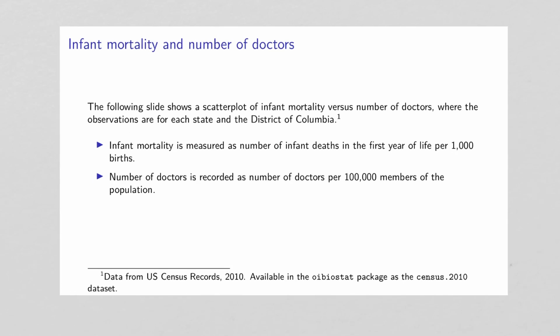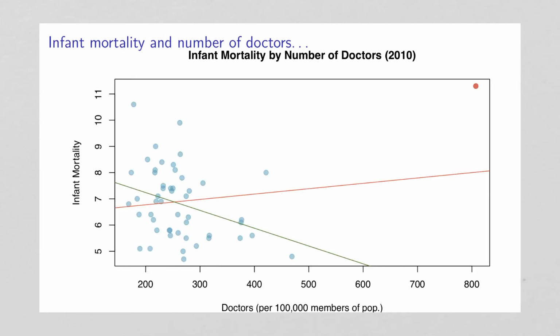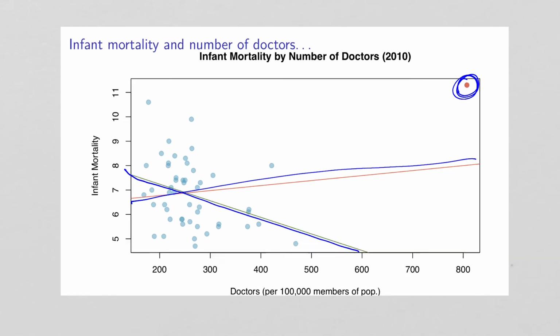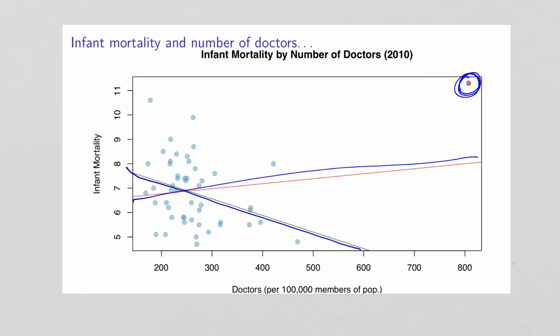So here's a slide that shows a scatter plot of infant mortality versus number of doctors. Okay, look at this outlier. What is it doing? Generally you should have a line here, but that outlier shifted our entire relationship. Do you think it's influential? I bet it is.